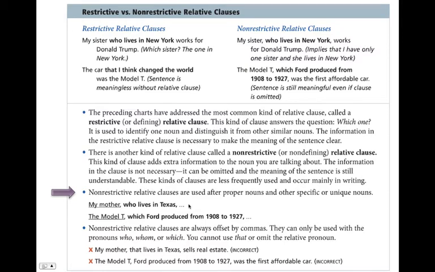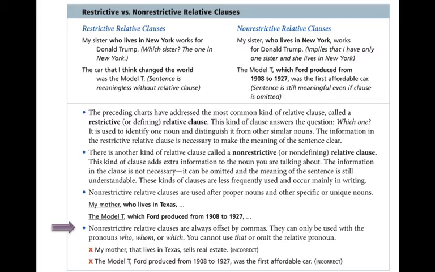And when we say it in spoken English, we change the tone to be lower. My mother, who lives in Texas, works for so-and-so. Now here's an example where we have a proper noun, Model T. The Model T, which Ford produced from 1908 to 1927, was the first affordable car. So this one is an example of a proper noun. Non-restrictive relative clauses are always offset by commas. That means there are commas on both sides of the clause.